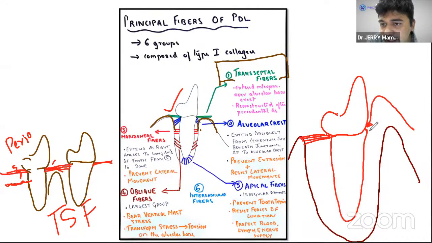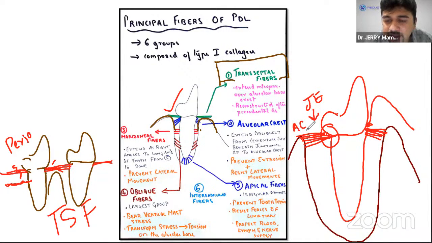So just beneath the junctional epithelium, these fibers start and they go obliquely and attach onto the crest of the alveolar bone. That is the direction of your alveolar crest fibers. From where? From the cementum, just beneath the junctional epithelium, to the crest of the alveolar bone, to the alveolar crest. That is the direction of your alveolar crest fibers.